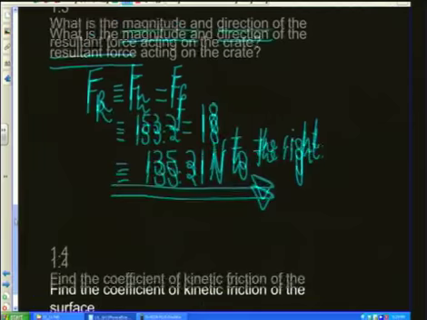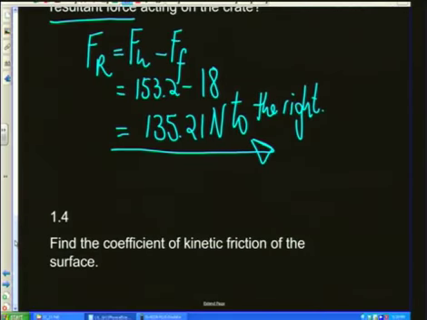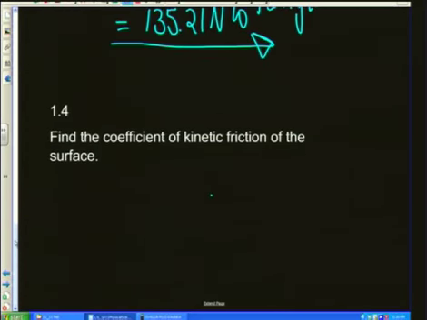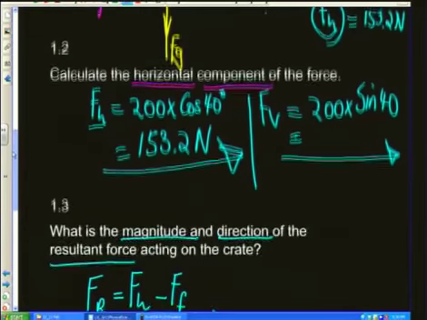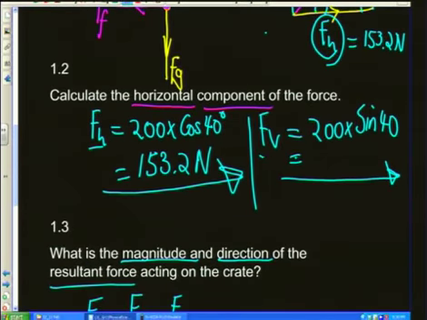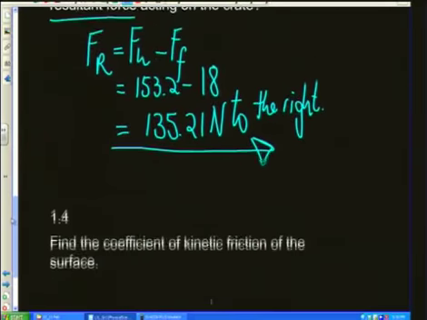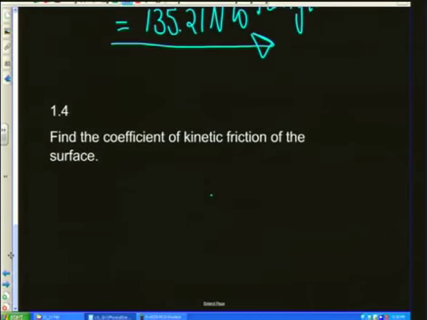Now, moving on, find the coefficient of friction. Now we have an answer to the vertical component of this force as well: 128.56 newtons. So that's what we have for the vertical component there. Now coming to 1.4, it says here, find the coefficient of kinetic friction.